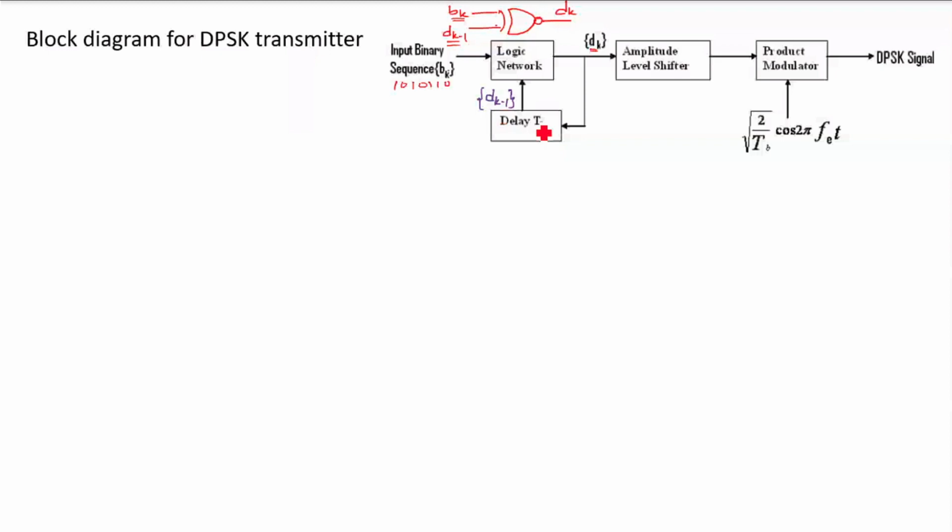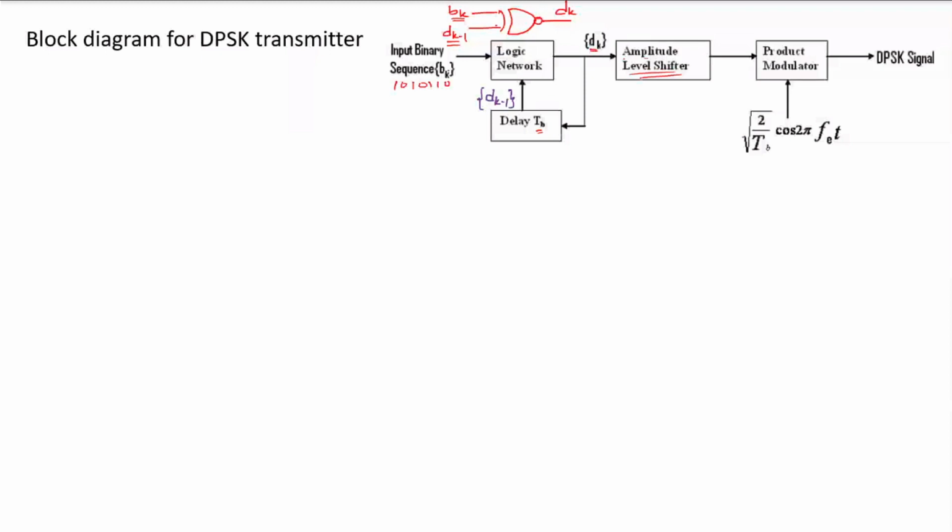The past output of the logic network is delayed by T sub b. So if my present bit is b sub k, it will be XNORed with the past logic network output, which is nothing but the XNOR, and this will generate a binary sequence. Now this one is an amplitude level shifter. If the signal is binary 1, the value is plus v. If it is 0, the phase will be advanced by pi, so the magnitude will be minus.